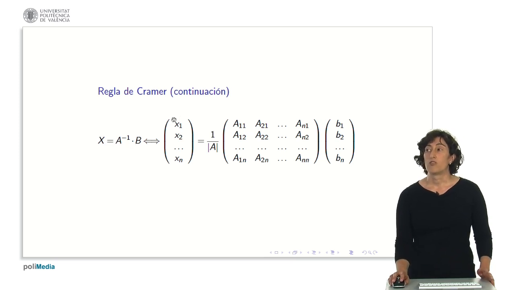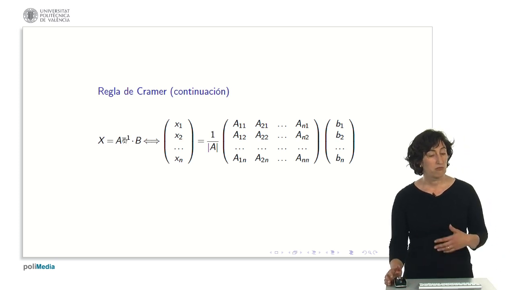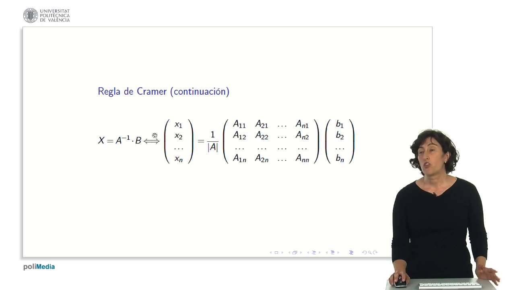Let's remember x is x1, x2, xn. The A inverse, if we apply, for example, the method of the adjoints, we could apply any other method. But if we applied the method of the adjoints, it would be 1 divided by the determinant of A times a matrix where each element is the adjoint of the corresponding element.